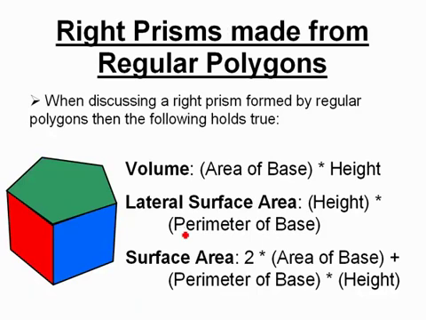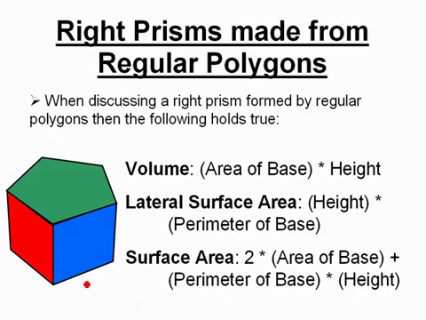So, moving on, we have right prisms made from regular polygons. When discussing a right prism formed by regular polygons, the following holds true. Like before, the volume is the area of the base times the height. The lateral surface area, which is something new, is simply the surface area ignoring the bases, meaning the top and bottom pieces. So it's the height times the perimeter of the base.